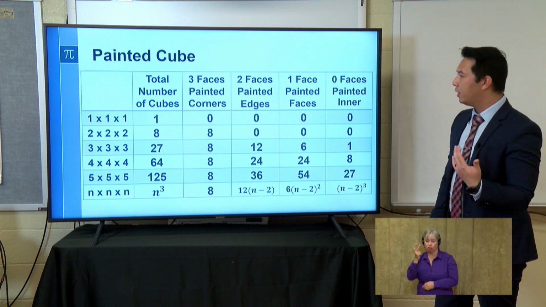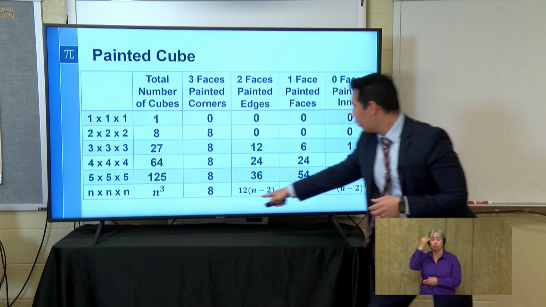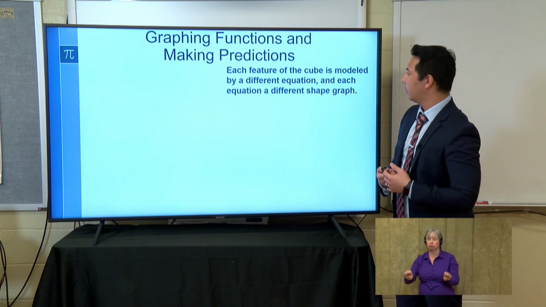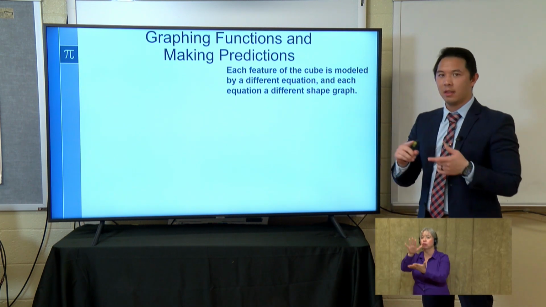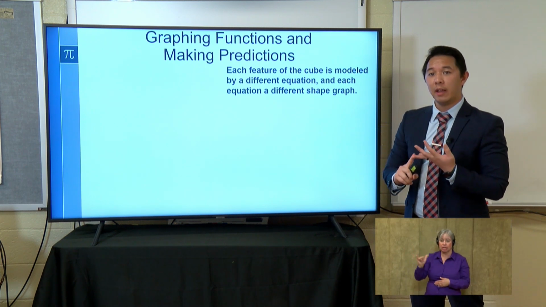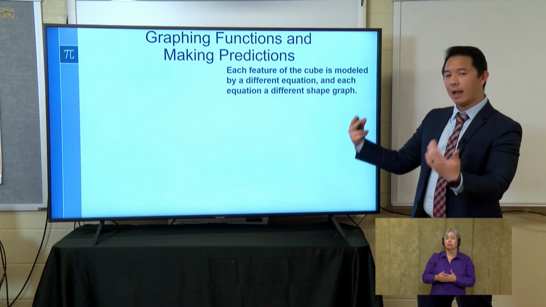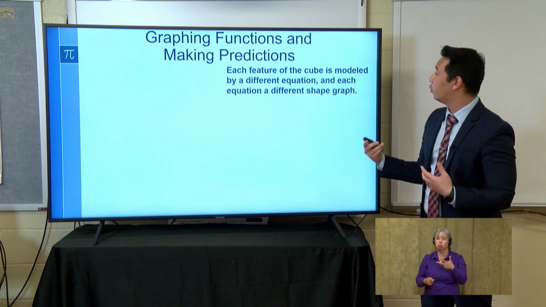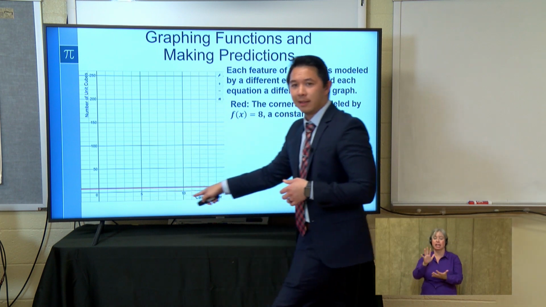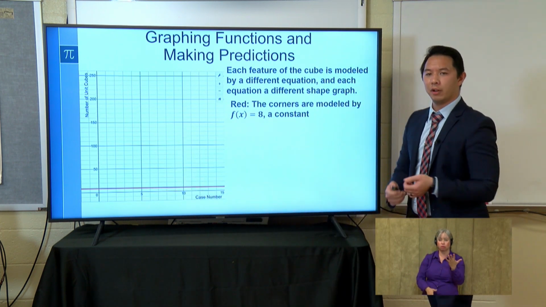And so this idea of functions, we can take what we have here in these expressions and we can graph them. So each of these features, the corners, the edges, the faces, the inner cube itself, we've got these different expressions that we can rewrite as equations, and we can then graph them in order to establish whether or not there's any kind of functional relationship.